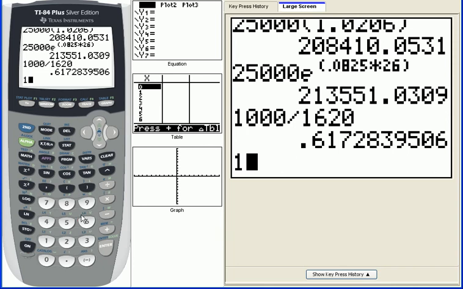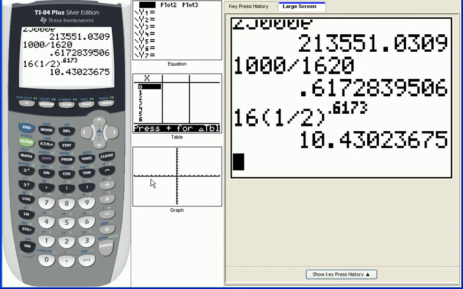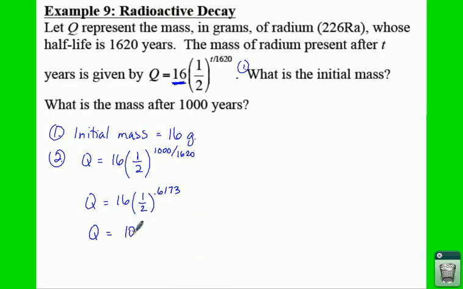So we'll say 16, parenthesis, 1 divided by 2, or you put 0.5, to the power of 0.6173. So your final solution, you should get 10.4302 grams. That's how much is left over at the end.